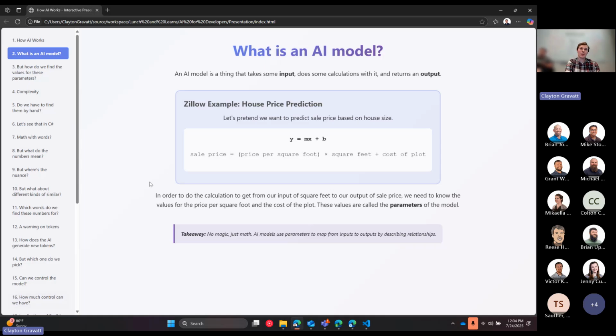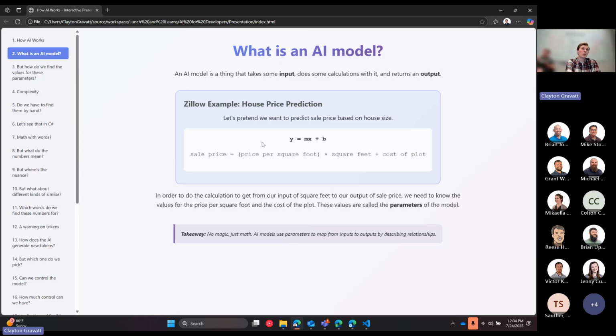Okay, let's see. So where are we at? So we're Zillow. We want to make predictions. We use AI to make predictions on how much a new house is going to sell for based on how big it is. So our output there is the sale price. Our input is the size of the house. And we want to be able to do some calculations along the way. So what might that look like?